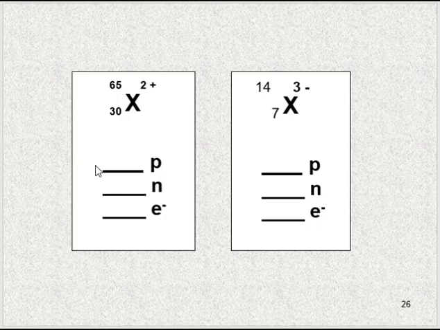We would have 30 protons, 35 neutrons, and since we have a +2 charge, that means we've lost electrons, so we would have 28 electrons left. For this example, we would have 7 protons. Since we have 14 mass number, we would have 7 neutrons. But we have a -3 charge, meaning we have gained an extra 3 electrons. So we would have 10 electrons.